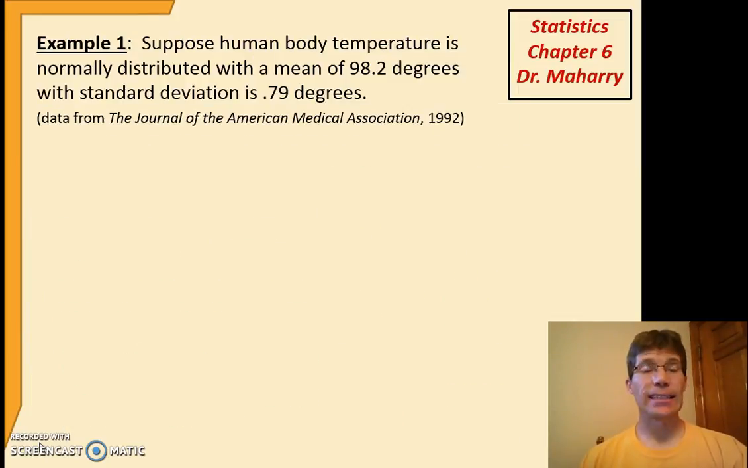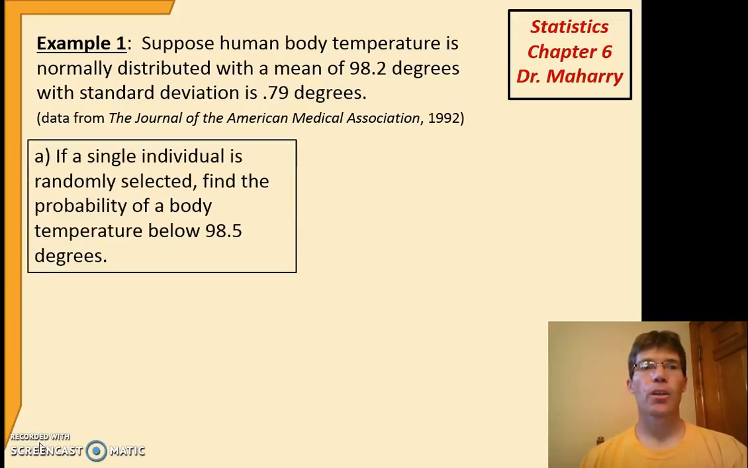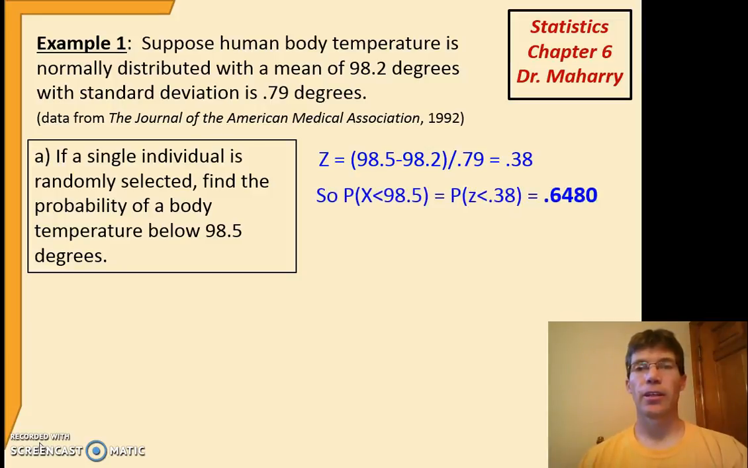If we look at an example here, suppose we have human body temperature normally distributed with mean 98.2 and standard deviation 0.79. If I randomly select one person, what's the probability he or she has a temperature below 98.5? Well, this would be a simple conversion to a z-score. I would take 98.5 minus the mean, over the standard deviation, and get a z-value of 0.38. I would then look that up in the z-table and find 0.648. So about 64.8% of people have a body temperature below 98.5.